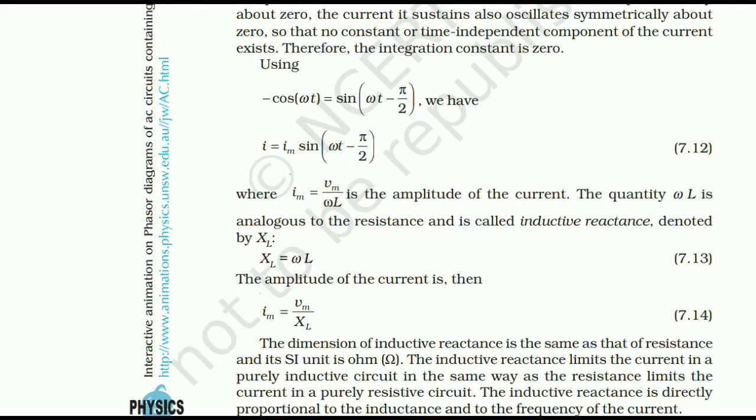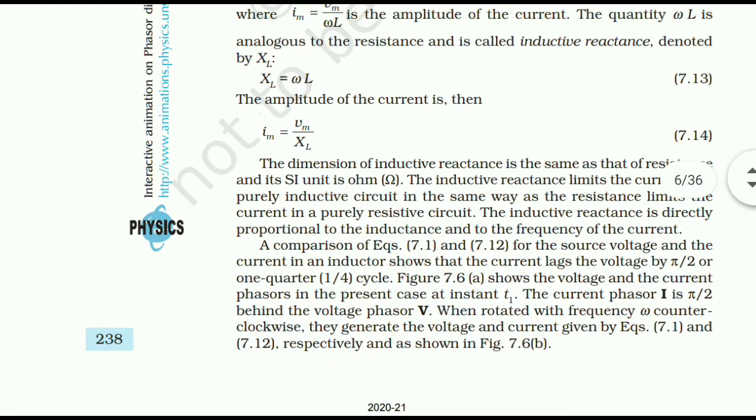Minus cos omega t is equal to sin(omega t minus pi by 2), we have I equals Im sin(omega t minus pi by 2), where Im is equal to Vm upon omega L, the amplitude of the current. The quantity omega L is analogous to the resistance and is called inductive reactance, denoted by XL, where XL is equal to omega L. The amplitude of the current is then Im equals Vm upon XL.